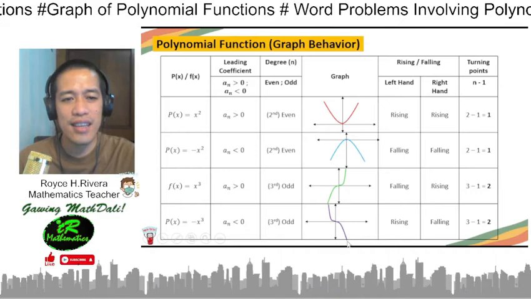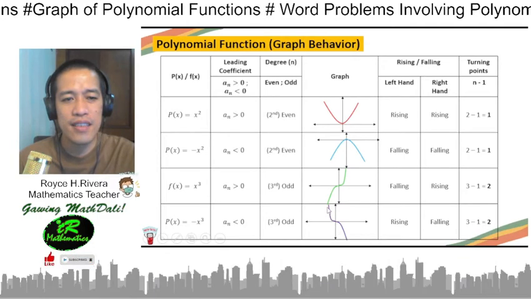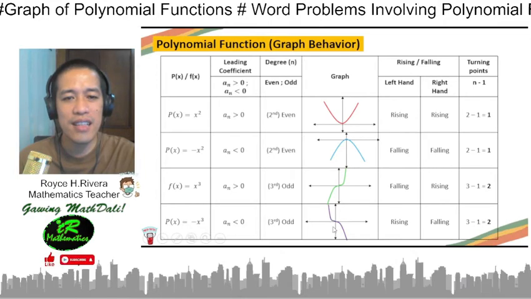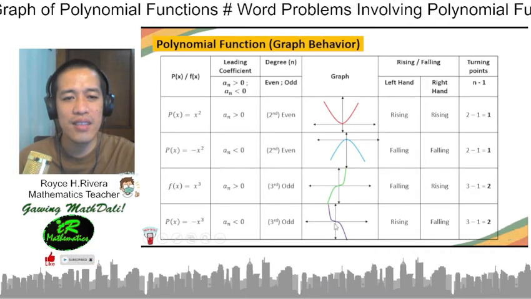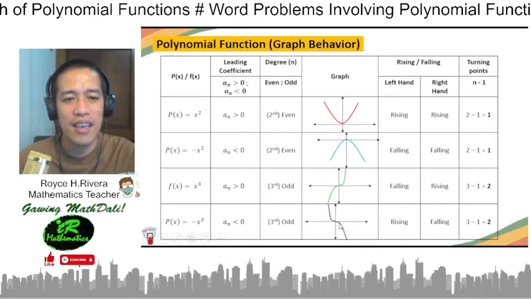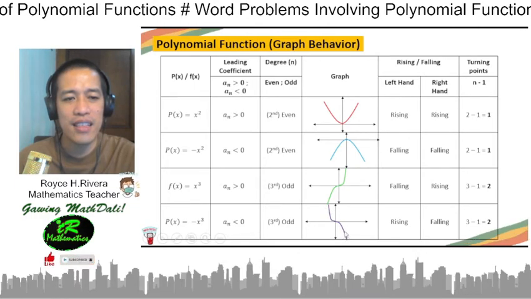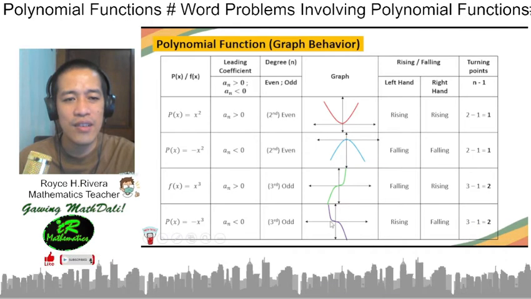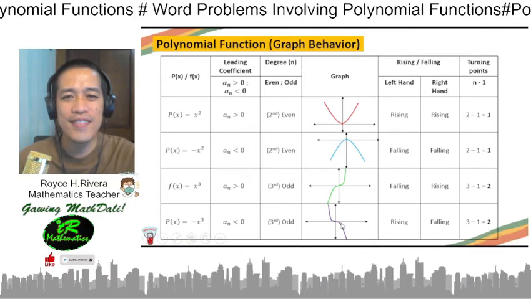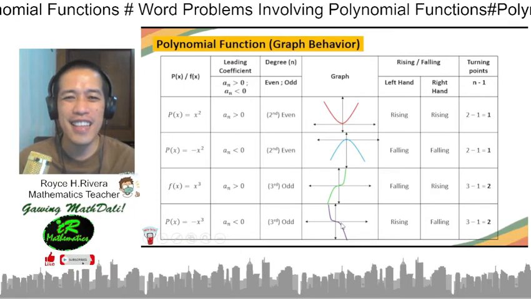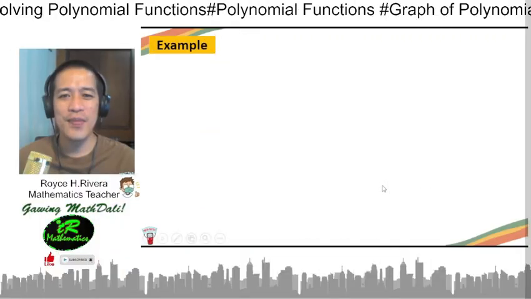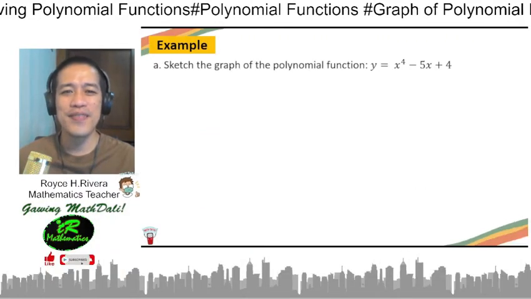So here is the illustration. The graph of the function p of x equals negative x raised to 3 is rising to the left and falling to the right. And it has 1, 2 turning points. Sana ay nakuha at naintindihan. Ito pa ang karagdagang example.